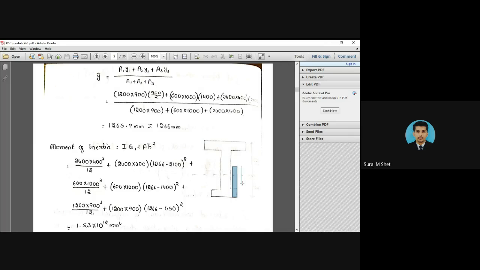See, y bar, this is your 1400. Y bar minus 1400 means this is the center of this. This is 500 plus 400, total will be 1400. And third one will be like that. This is 1200 into 900 cube divided by 12 plus 1200 into 900, this area, into y bar. Y bar is 1266 minus 450, this is 900 divided by 2 is 450, square. This is the moment of inertia formula to calculate the I section. I hope you understood this. After this, if you substitute all the values, you get moment of inertia.